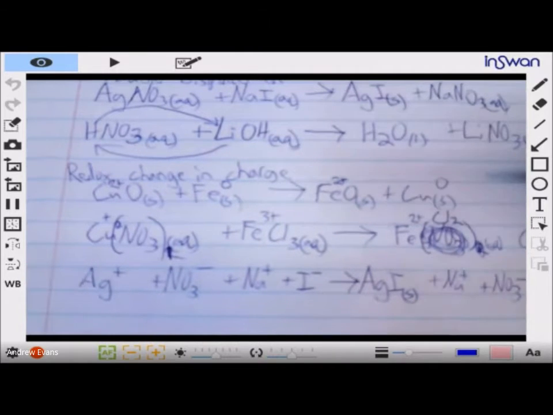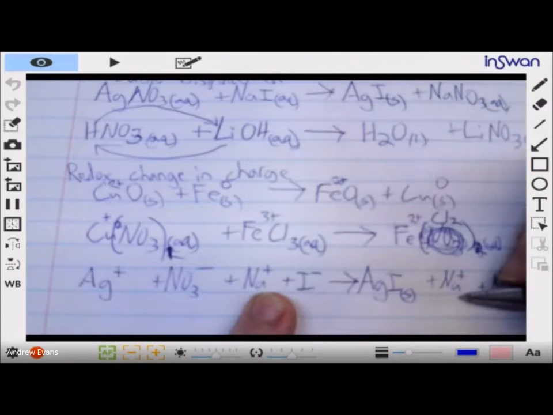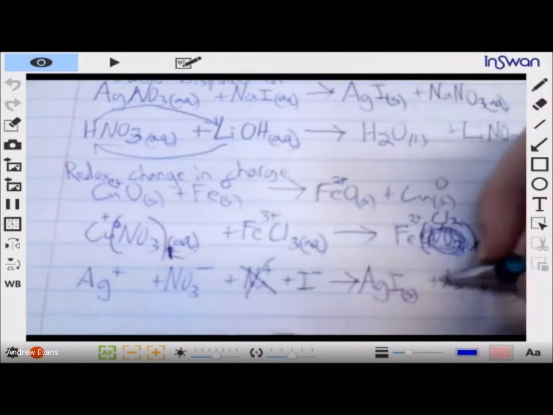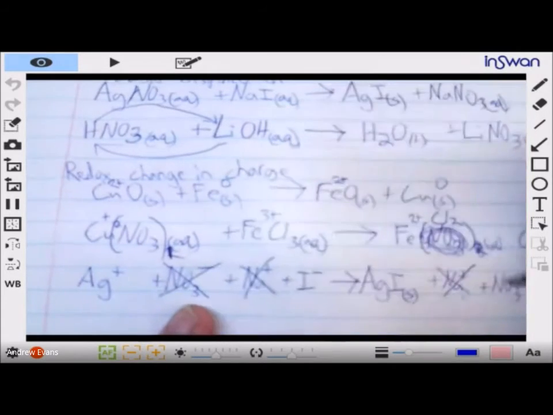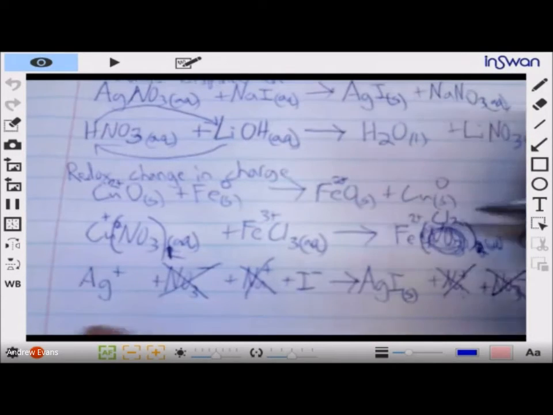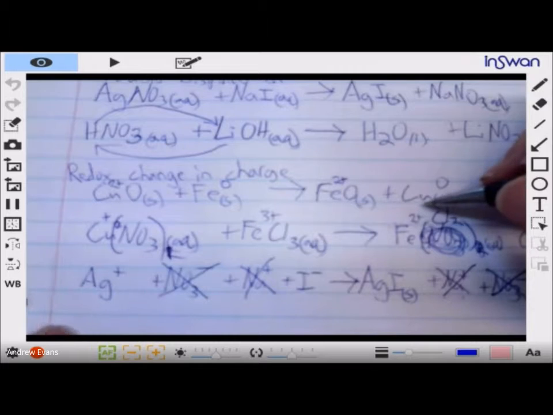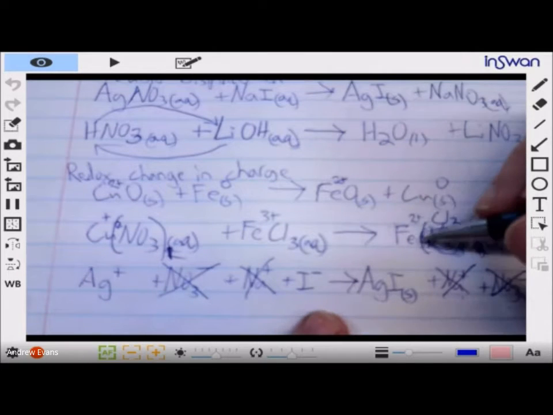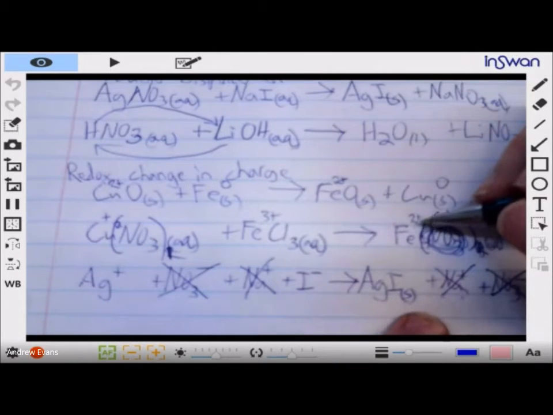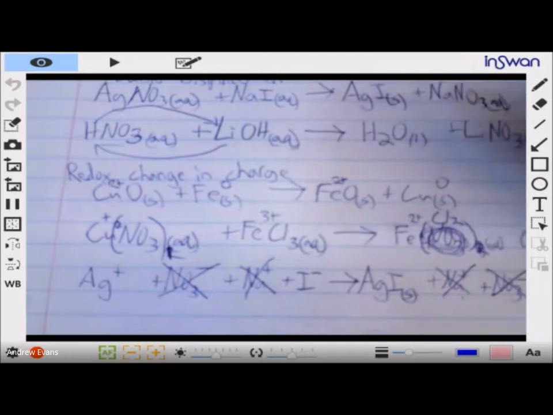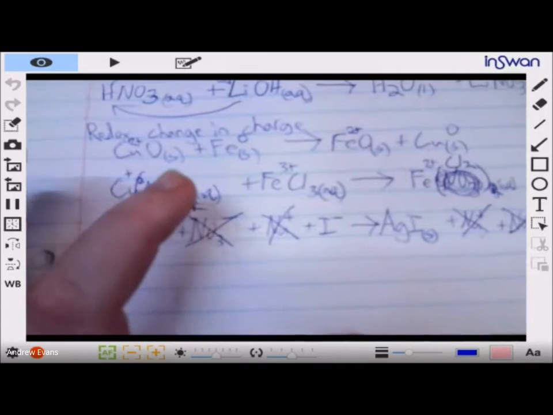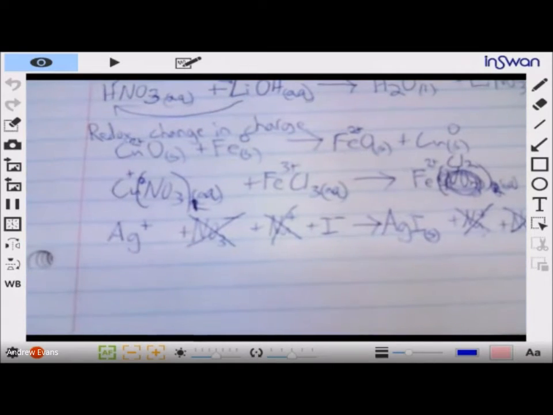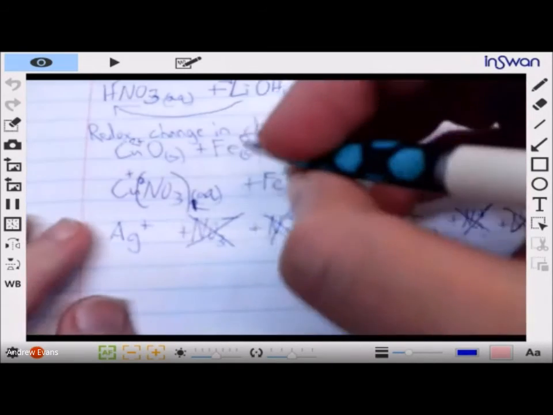So what do we see? Na plus, Na plus. These guys can be canceled out. NO3 minus, NO3 minus. The net ionic equation becomes silver plus, iodide minus becomes silver iodide solid. That is what it means to be a net ionic equation. We've broken it down and simplified this as best we can to show us what action is being taken.